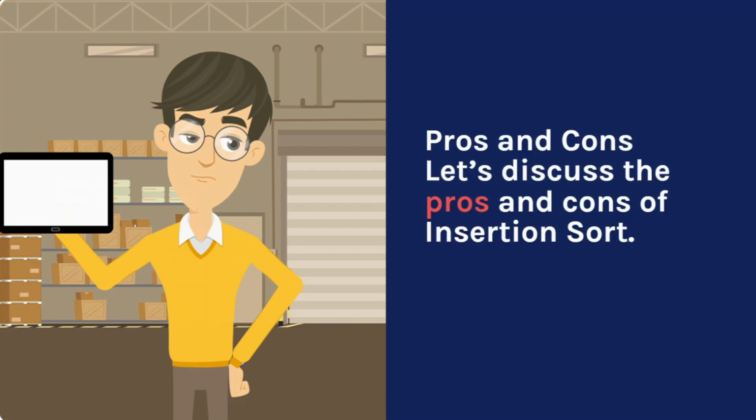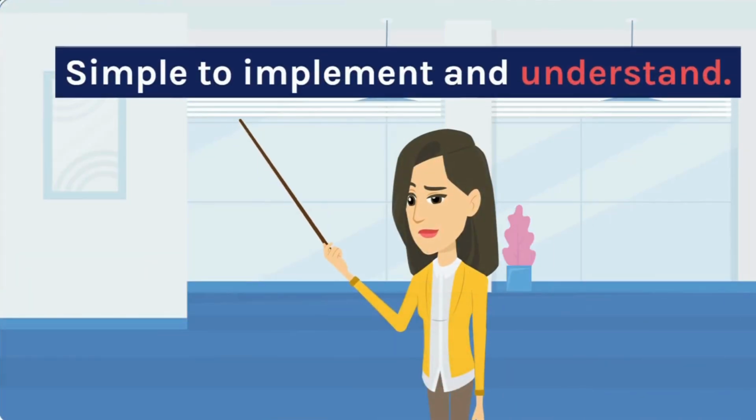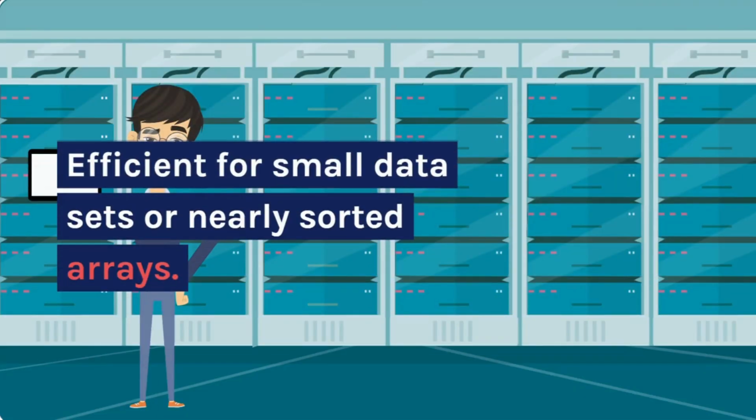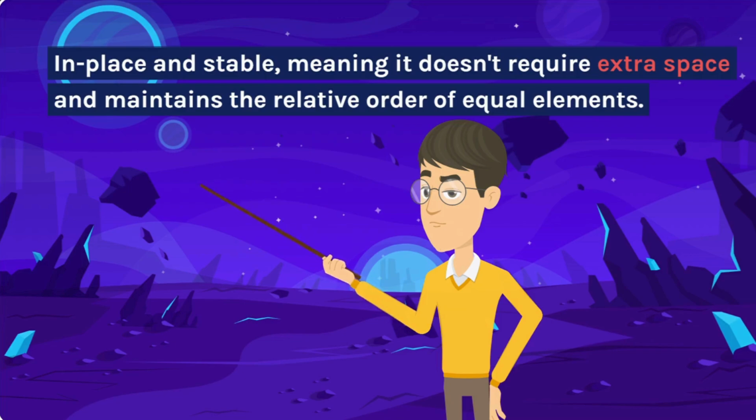Pros and cons. Let's discuss the pros and cons of insertion sort. Pros. Simple to implement and understand. Efficient for small data sets or nearly sorted arrays. In place and stable, meaning it doesn't require extra space and maintains the relative order of equal elements.